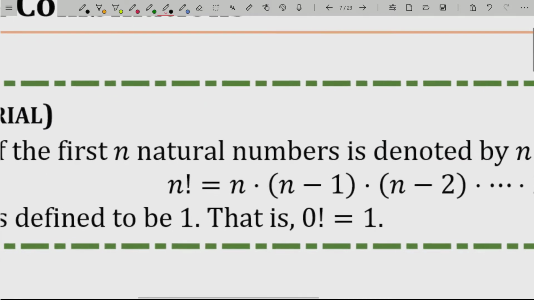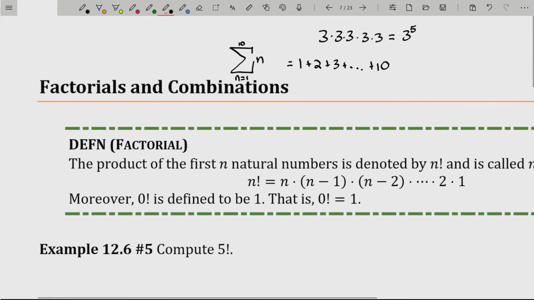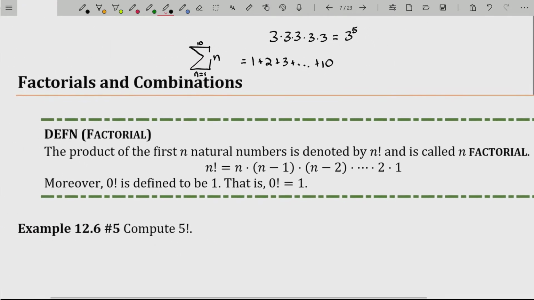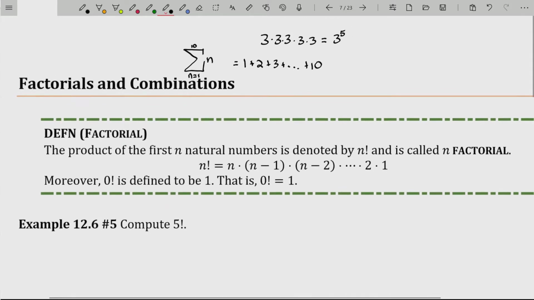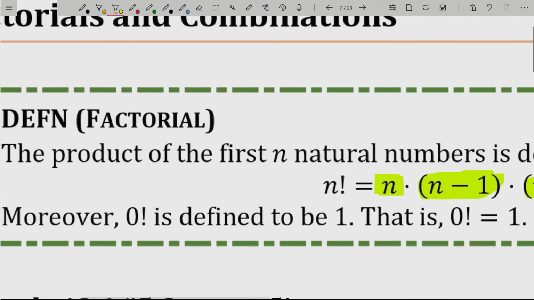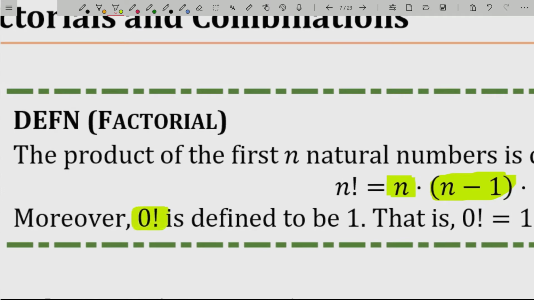Well, a factorial is the same style of fast notation. The product of the first n natural numbers is denoted using n with an exclamation mark, and this is called n factorial. n factorial is equal to n itself times the next number below it, 1 unit below, times the next number 2 units below, all the way until you get down to 1. And finally, just for convenience, because we need it, 0 factorial is defined to be 1.